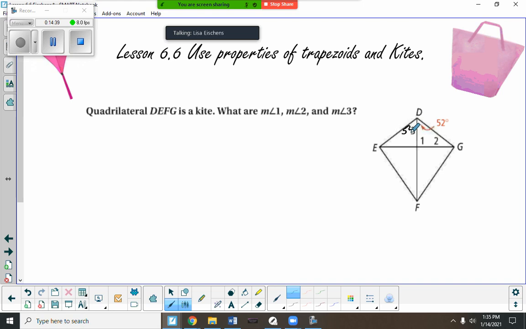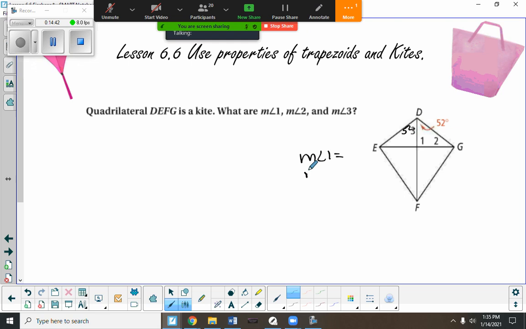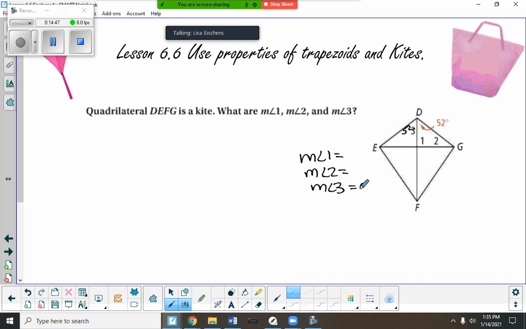And then we learned, so the measure of angle 1, measure of angle 2, measure of angle 3. So angle 3 is 52. And then remember we said that the diagonals of a kite are perpendicular. So the measure of angle 1 is 90. So then to find the measure of angle 2, we take 90 plus 52 is 142, and we would subtract from 180, which would be 38.